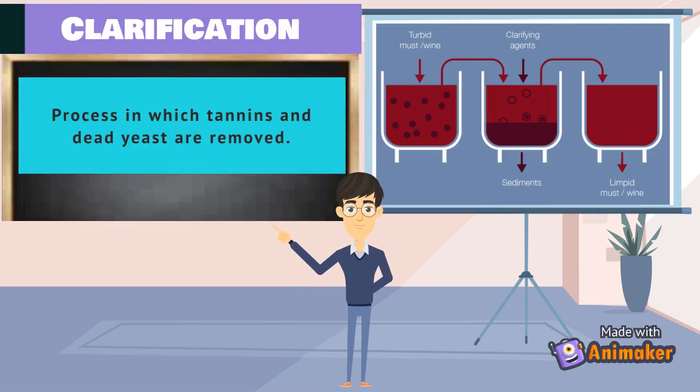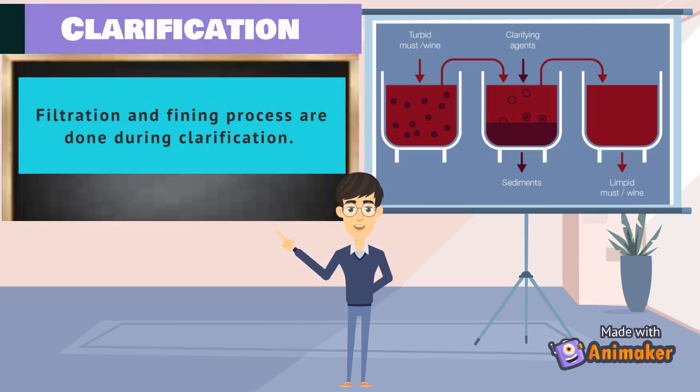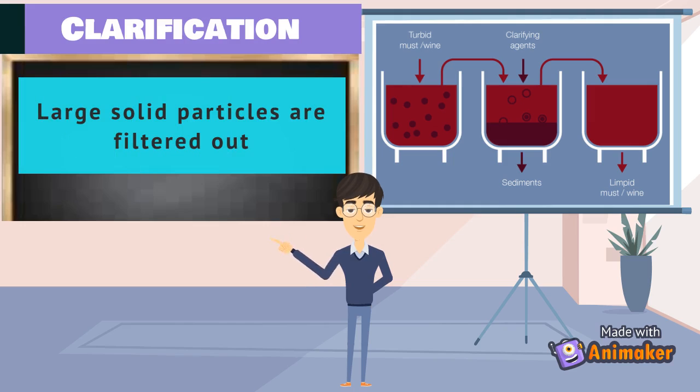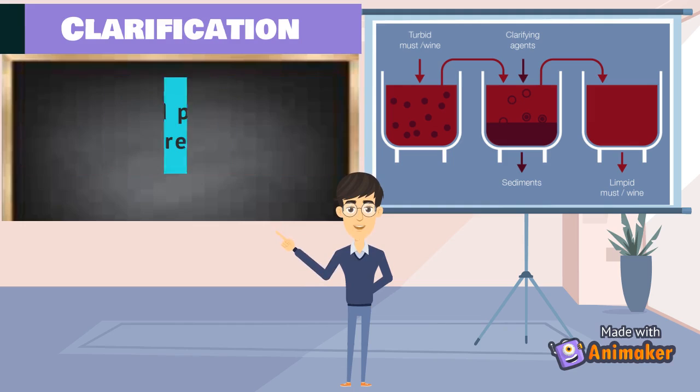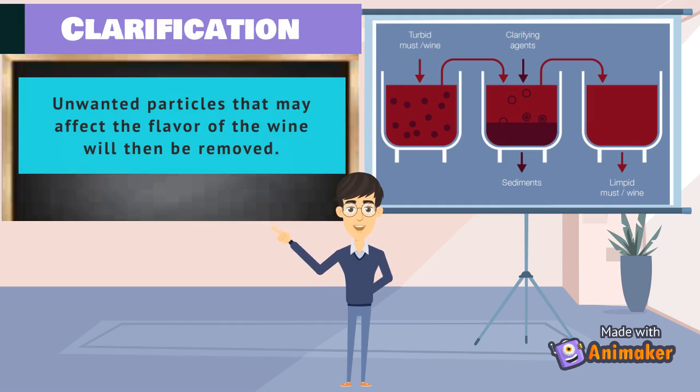Step 4. This is the process in which the tannins and dead yeast are removed. Filtration and fining processes are done during clarification. All the large solid particles are filtered out. Then all the unwanted particles that may affect the flavor of the wine will be removed.